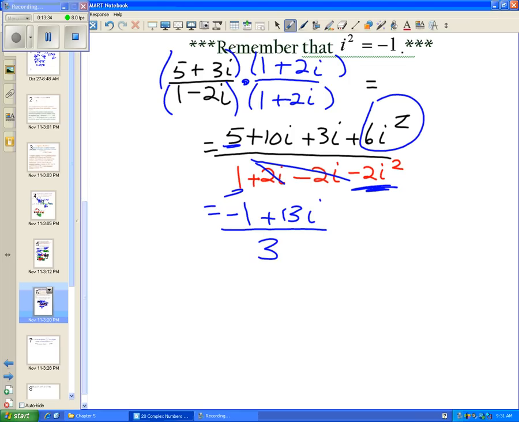And there's my answer. Now I can simplify this by breaking it over the sum, and I can have negative 1/3 plus 13i over 3. Here is my real part. Here is my imaginary part. And notice that I have a complex number. Multiplying by the complex conjugate allows me to write it as a complex number instead of as a division problem. Let's try one more of these.